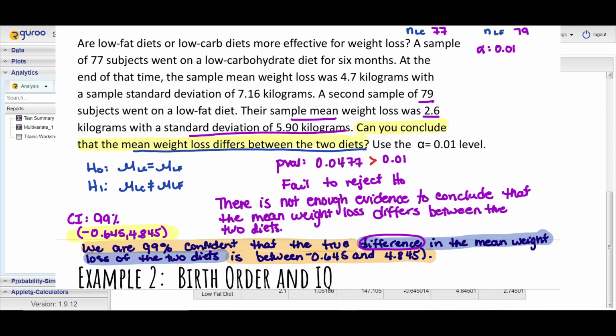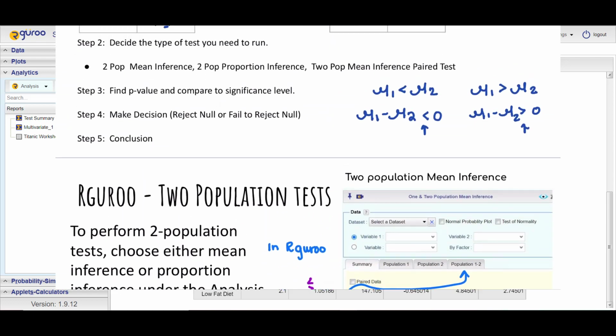So what does this really show? Like, what do we care about the difference? Well, here's the deal. If you will recall what we were saying up here, if you subtract the first mean minus the second mean and you get a number less than 0, a negative number, then that means that mu1 is less than mu2. If the first number is greater than the second number, when you subtract the two, you'll get a number bigger than 0, so you will get a positive number.